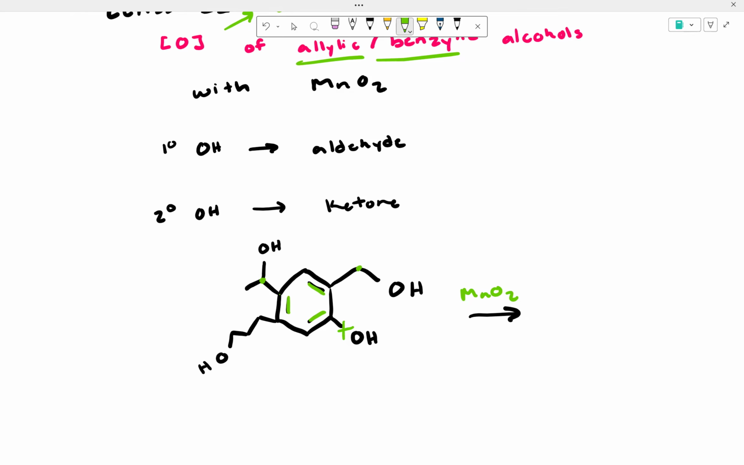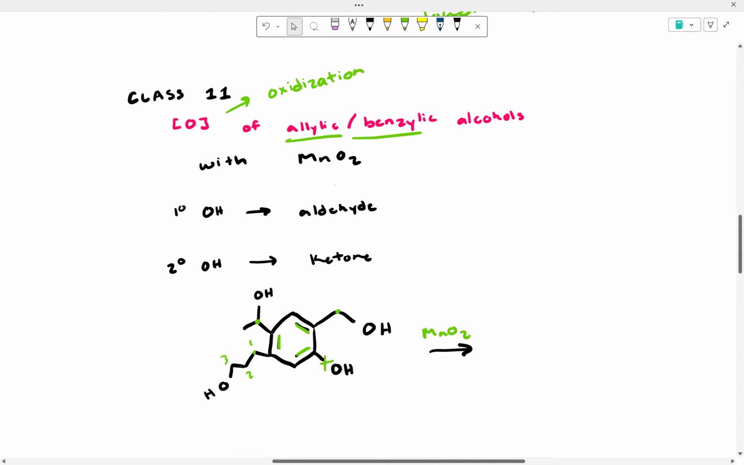On the bottom left, there's no allylic carbon because there is an allylic carbon here, but it's not directly bonded to our alcohol. So our manganese oxide does not work on it.